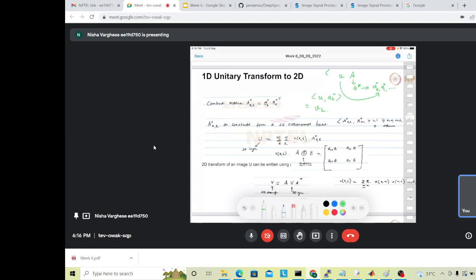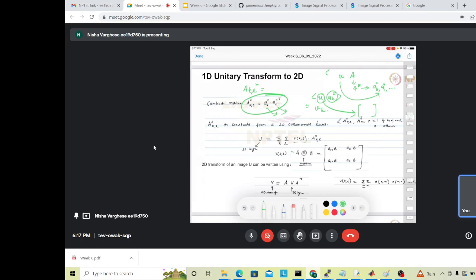You should have U, but U will be a matrix, right? U will be an image, so it will be a matrix. Then AK will also be a matrix. That you have to find out. Okay. AKL will be the product of AK and AL.